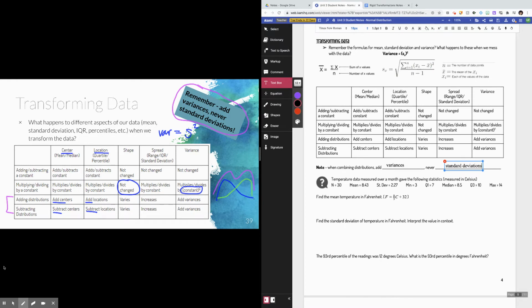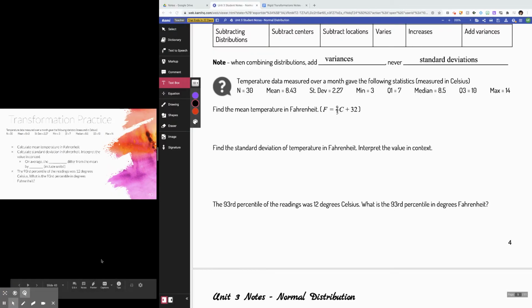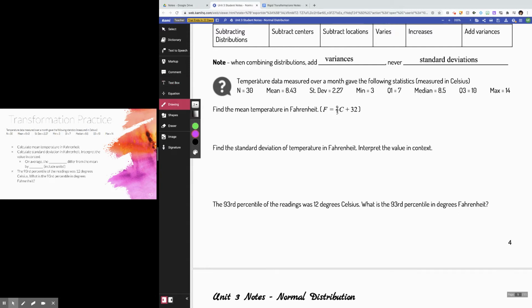Okay, so let me clear my screen off. Let me pause this really quick, clear my screen off, and then we're gonna try a couple as an example here. Okay, so in this example, we have temperature data that was measured in Celsius, and then we have this information about it. So we know that it was a sample size of 30. Gave us mean, standard deviation, and then the 5-number summary: minimum, quartile 1, median, quartile 3, and maximum. Okay, so this is in Celsius.